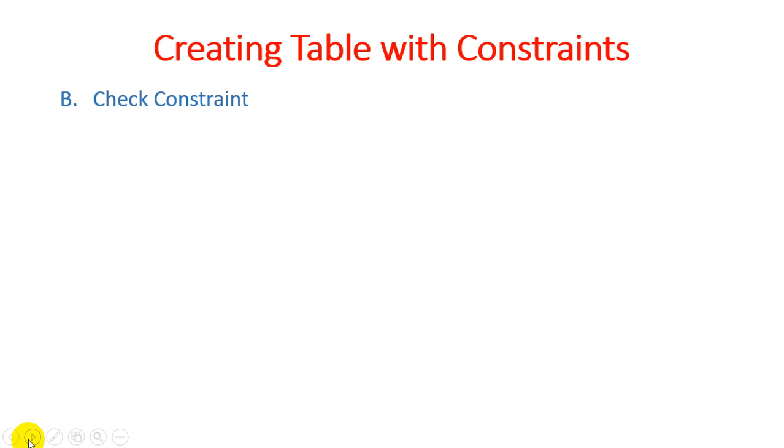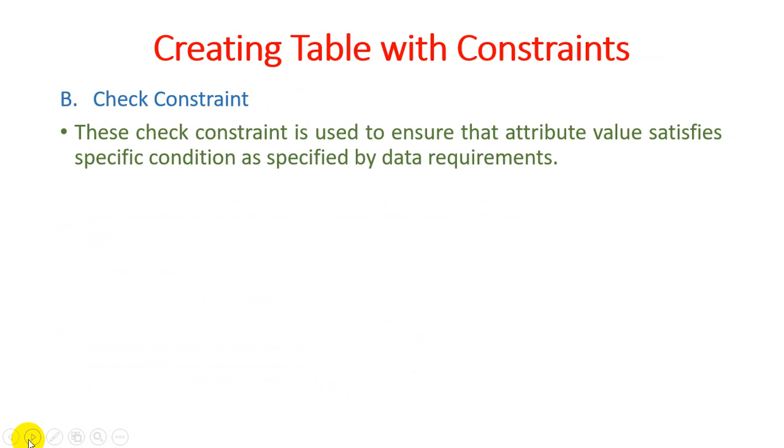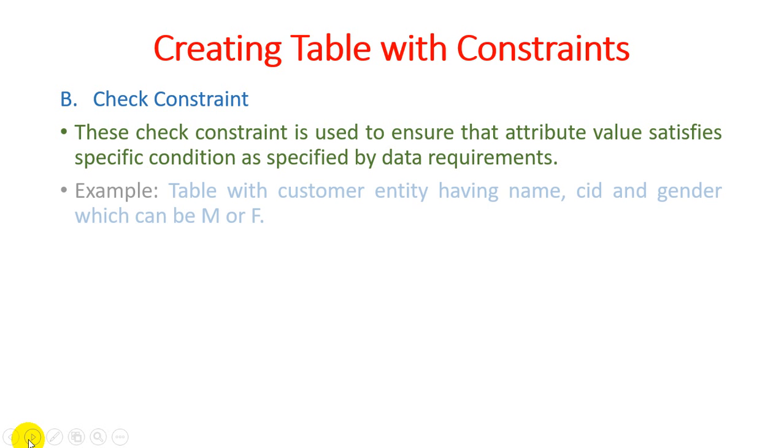Second thing, check constraint. This check constraint is used to ensure that an attribute value satisfies a specific condition as specified by a data requirement. Means a particular value should be inserted in a particular column, no other value should be inserted, and a blank value should not be submitted.